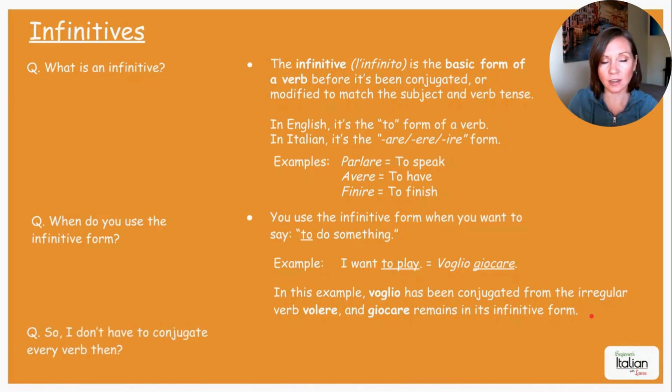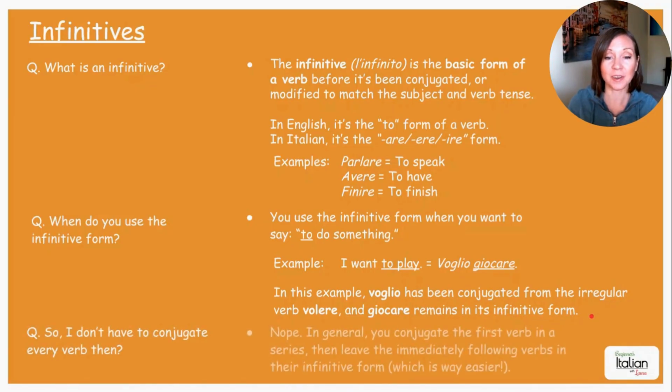So I don't have to conjugate every verb then? Nope. In general, you conjugate the first verb in a series, then leave the immediately following verbs in their infinitive form, which is way easier. So again, back to this example. Voglio giocare: you conjugate the first verb, volere, and you don't conjugate giocare if you want to leave it in the "to" form.